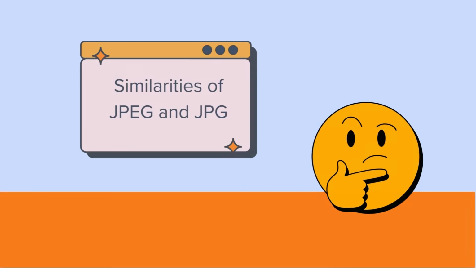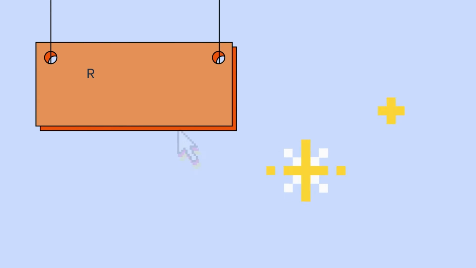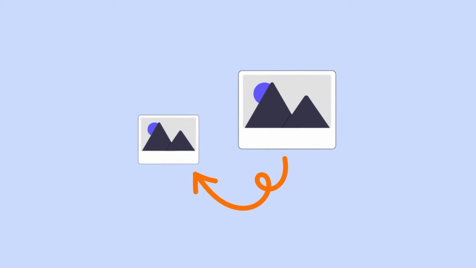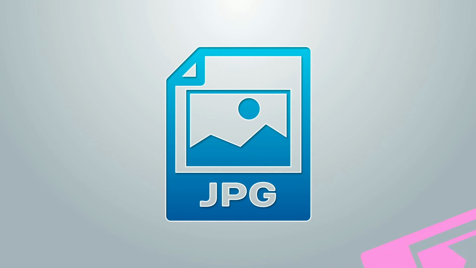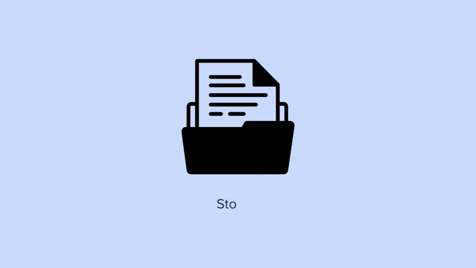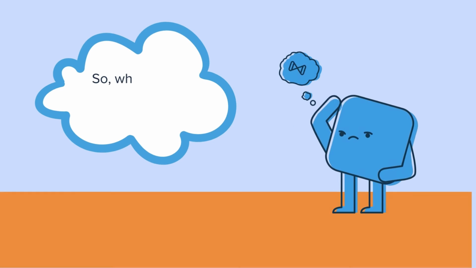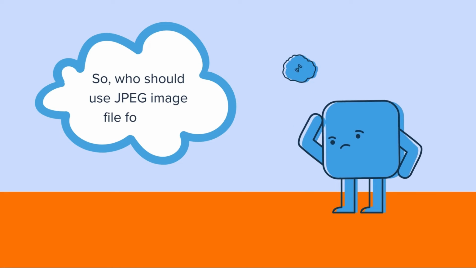Now that we know the origin and functionalities of JPEG and JPG, let's explore their similarities. Both file formats are raster graphics, meaning they use small dots called pixels to create images on digital devices. In addition, they make images smaller without losing much quality, which helps them load quickly on websites and take less space on devices. So, who should use JPEG image file formats?